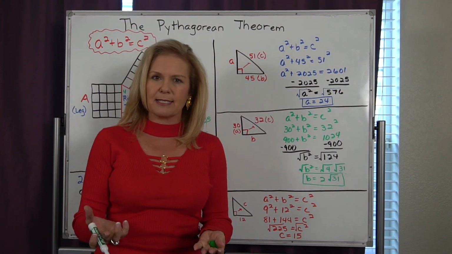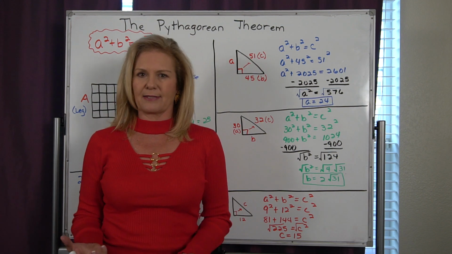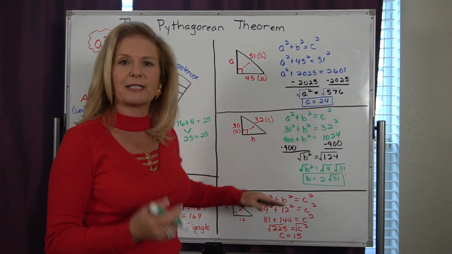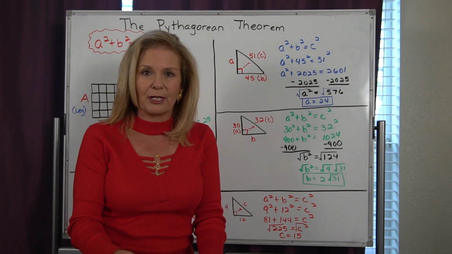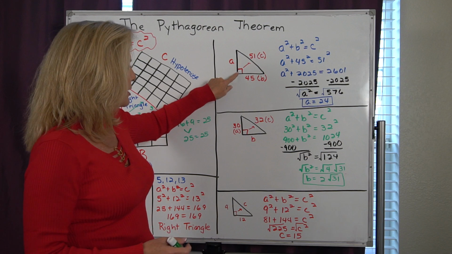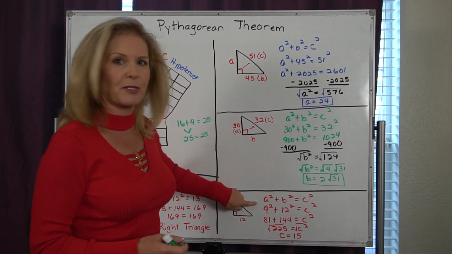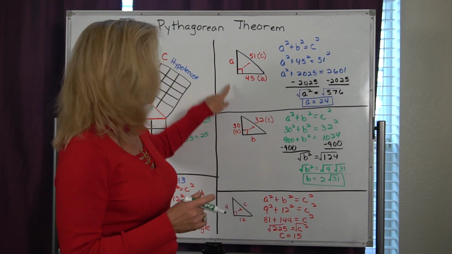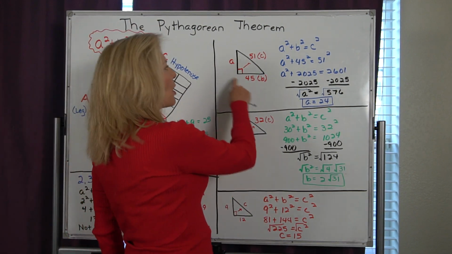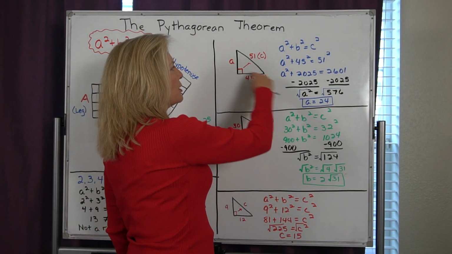I could have A missing, I could have B missing, I could have C missing. But notice the Pythagorean theorem never changes. It's always the same theorem: a squared plus b squared equals c squared. Now, I know these are all right triangles. That's why I choose to use it. If these were not right triangles, I wouldn't choose to use that. So you're always going to leave whatever your unknown is missing.